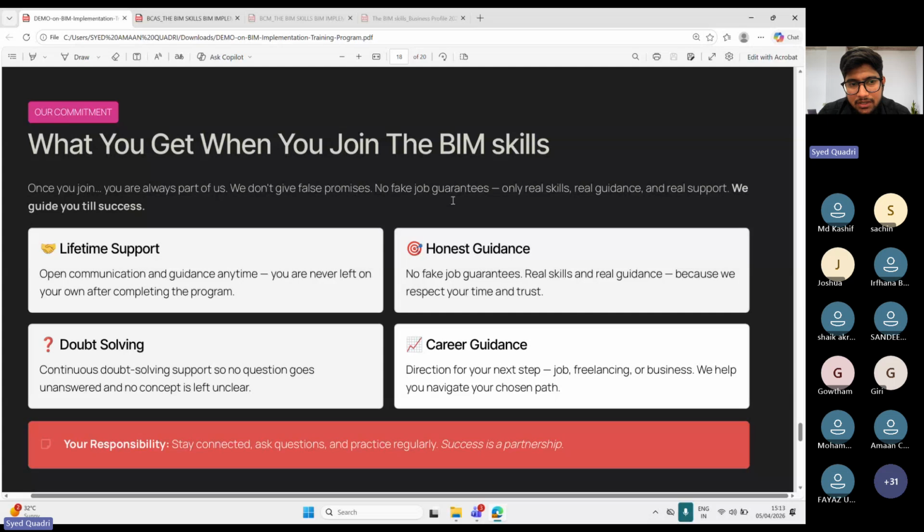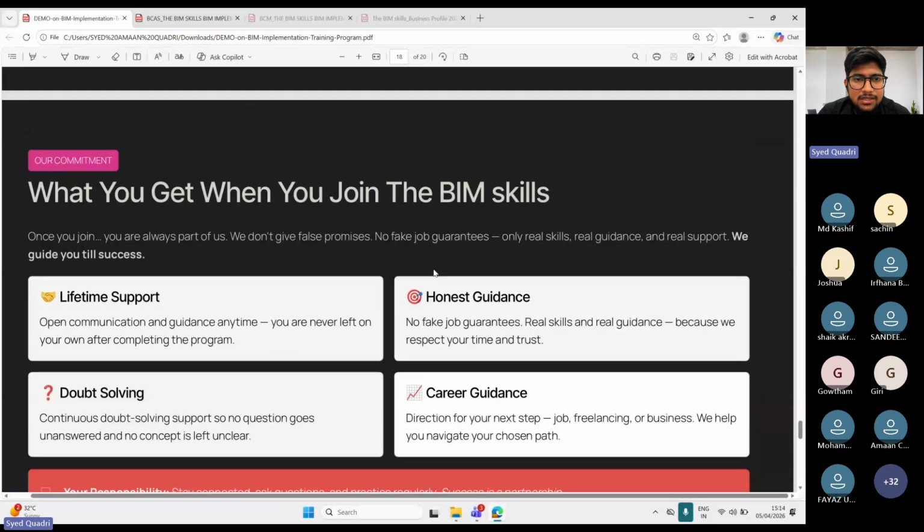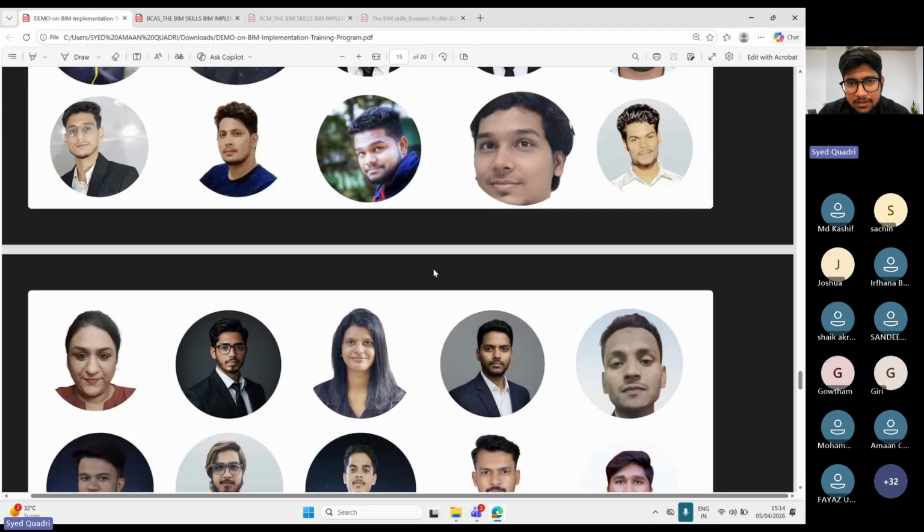So what do you get when you join BIM skills? See, once you join, this is the best part. You're always part of us. One thing we cannot provide is false promises. We cannot provide fake job guarantees. We can only provide real knowledge, real skills, and real guidance and support. We guide you till success. So you will get lifetime support, open communication, and guidance anytime. You are never left alone, after completing the program or during the program. Honest guidance, as I said: no guarantee of a job, but we focus on providing real knowledge and real skills and real guidance, because we respect your time and trust. Since we provided real knowledge and real guidance, that's why we have so many candidates working in companies and growing. Okay, still there are many candidates.